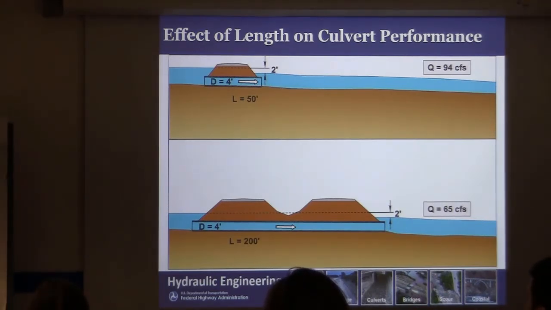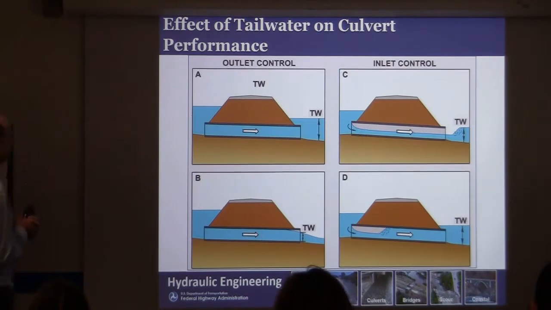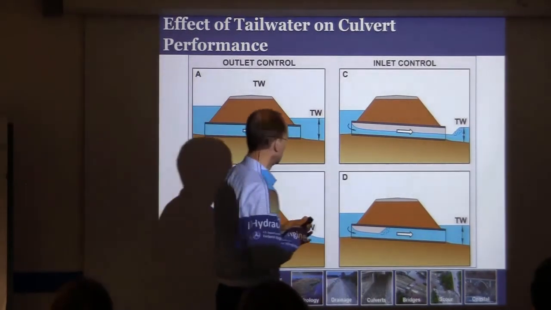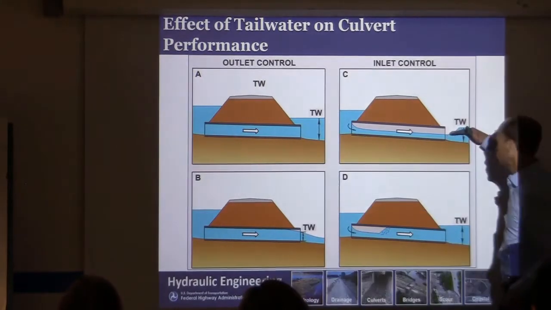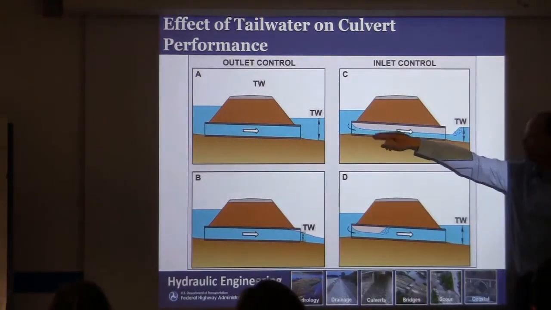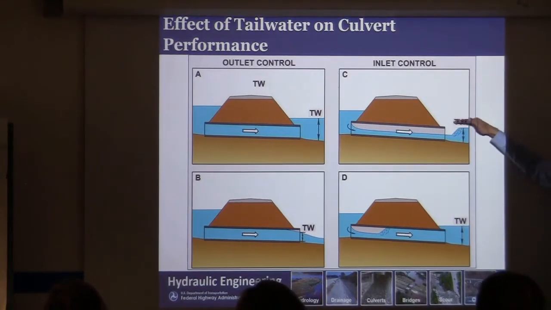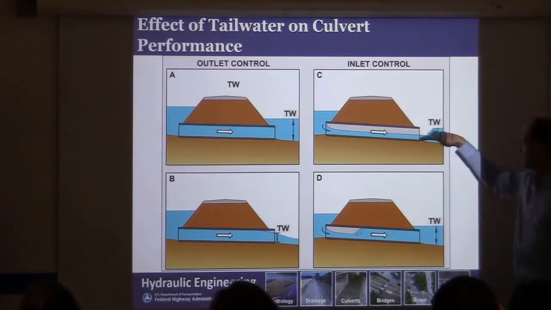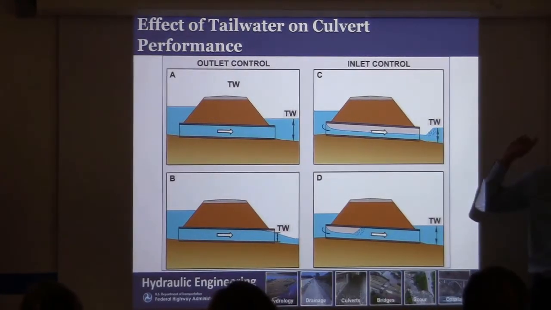That's why we're spending time talking about all this and why we're going to do a nomograph solution and look at HY-8. All right. Effective tailwater, inlet control, effective tailwater on headwater. So here's my headwater up here. I can move this up and down. Here's the control section. I can move this up and down, tailwater and outlet control.